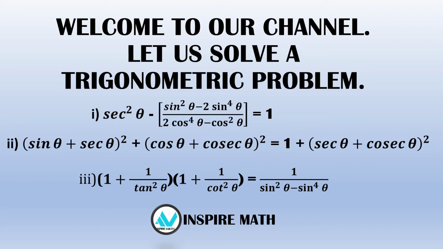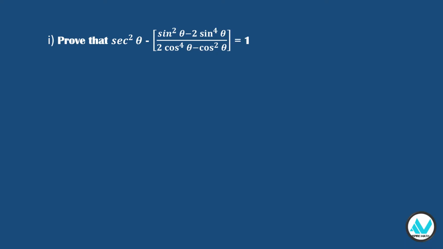In today's video, let us solve a trigonometric problem in a very easy way. Let us prove that (sec²θ − sin²θ)... minus 2 sin⁴θ over 2 cos⁴θ − cos²θ equals 1. Now let me take the LHS.